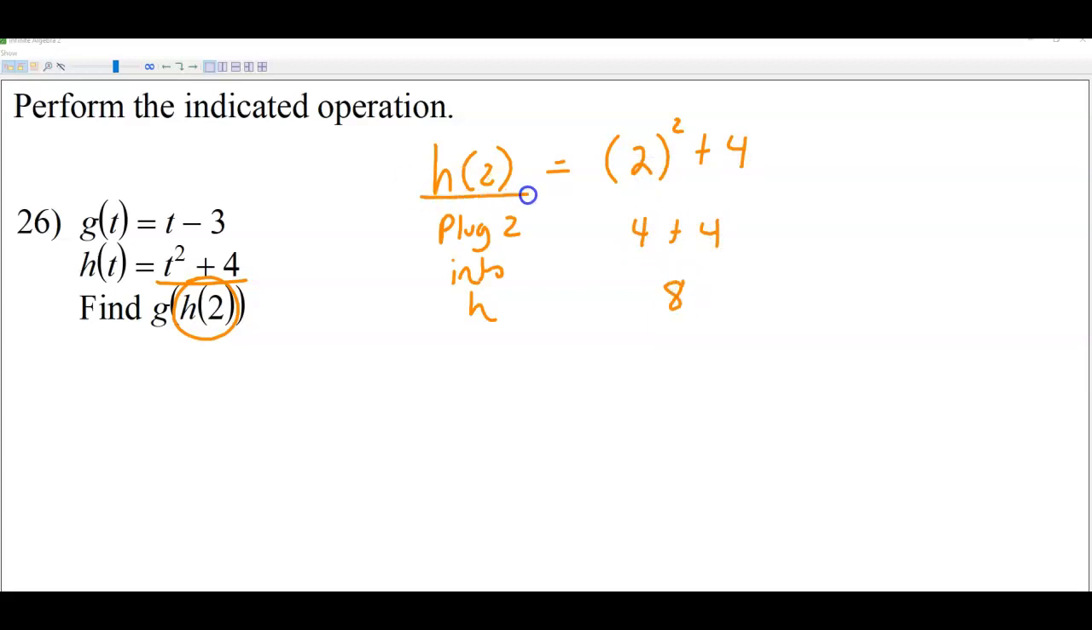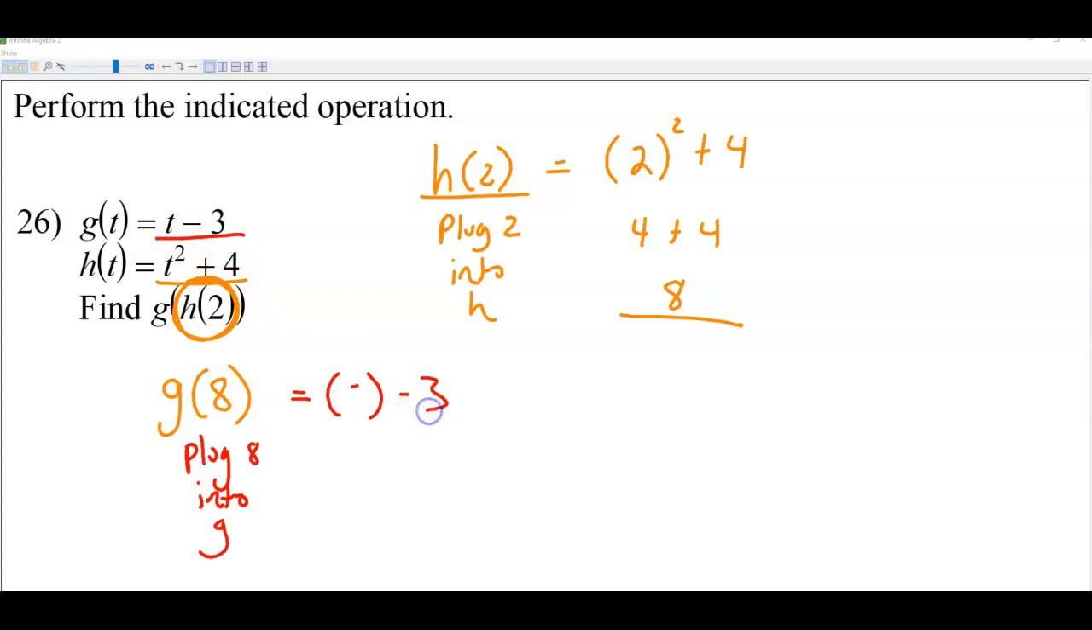So since h of 2 is equal to 8, I can replace this now with 8. And what that means now is I'm going to plug 8 into the g function. My g function is t minus 3, and I'm plugging the 8 in for the t, and that gives me my final answer of 5.